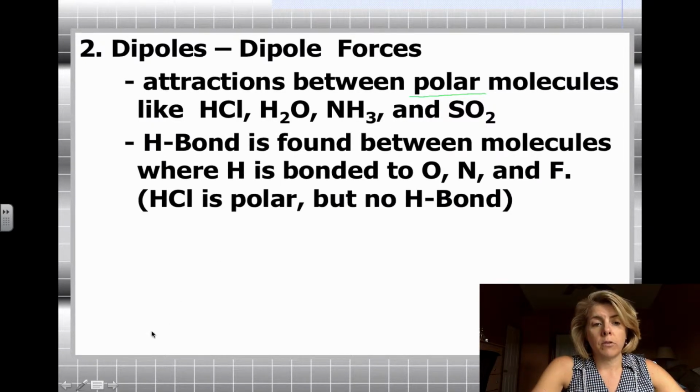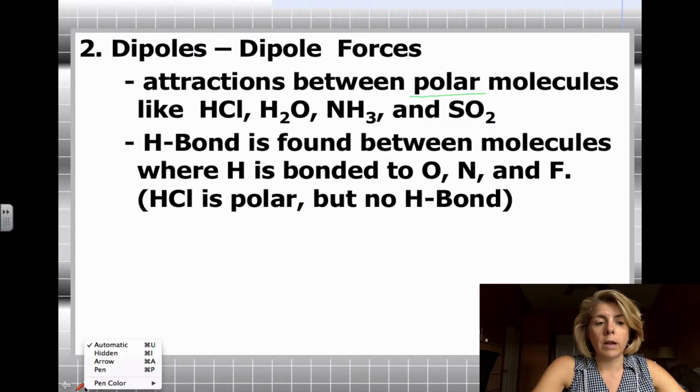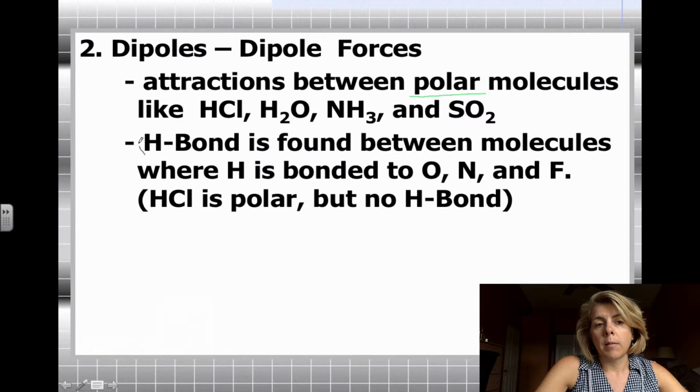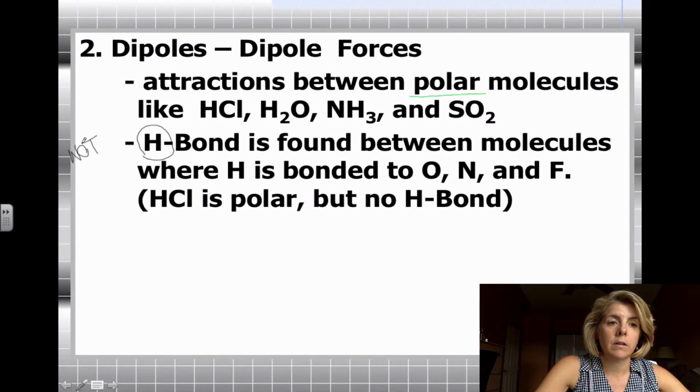There's something special. You can have what we call hydrogen bonding. Now, this is a misnomer. We're stuck with the way it was named. It is not a chemical bond, okay? So not a chemical bond. Please remember that. It's an attraction. So because it's an attraction, it's a little bit different from a chemical bond.